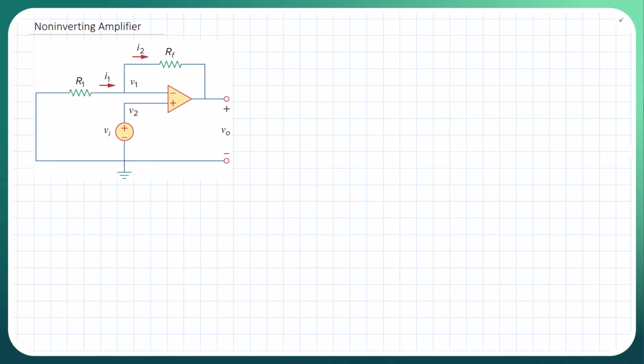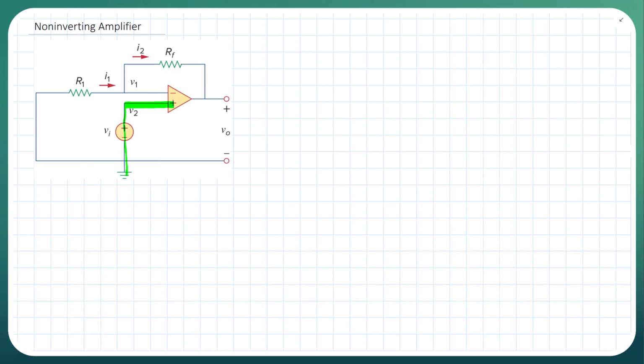Alright, let's introduce the non-inverting amplifier, and if you look at the configuration, it's pretty much similar to the inverting amplifier with a couple modifications. We do notice the difference is at the non-inverting terminal here, that's where we're going to apply our input voltage, as opposed to the inverting, where we applied it over here. So that's the one main difference here.